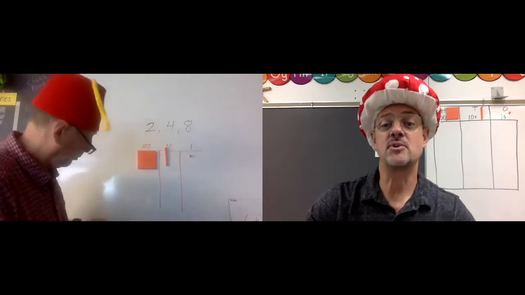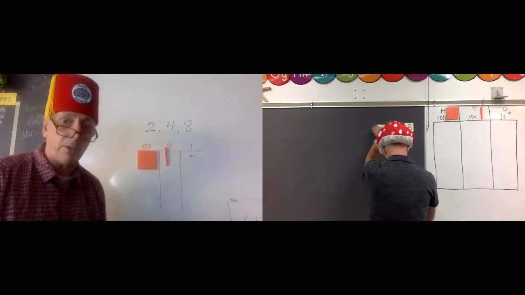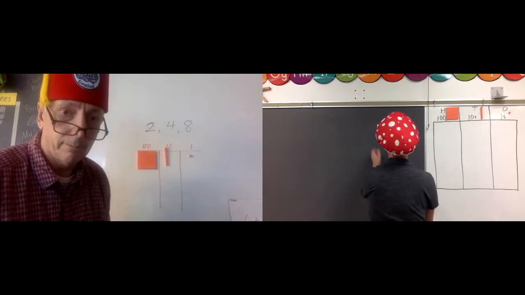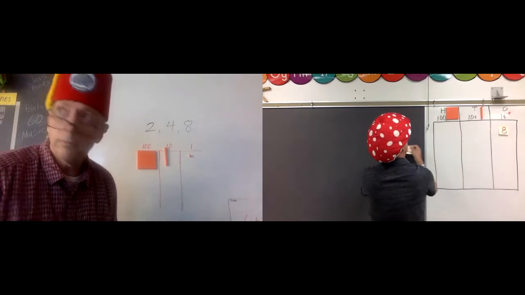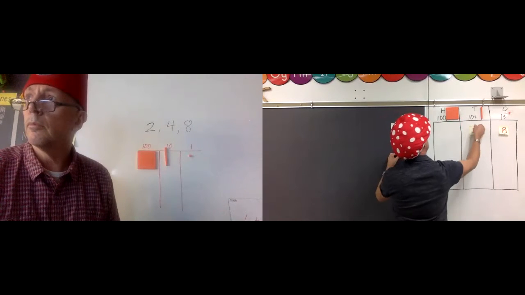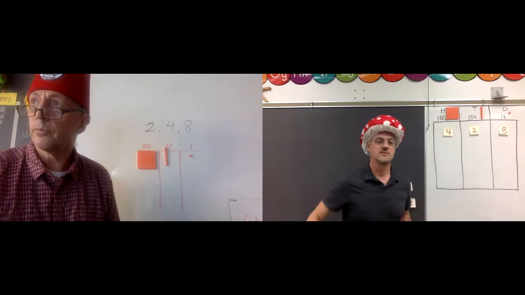Okay. I have some little papers. I'll put them up over here. Great. You seem really excited, Mushroom Man. I am, because I think I got it. All right. 8 and 2 and 4. Yeah. Well, you made a 3-digit number, and it's a great job that you made there.